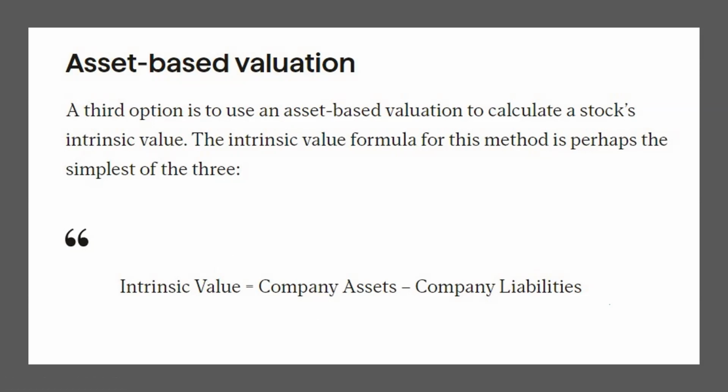Okay. So the intrinsic value formula for this method is perhaps the simplest of the three. Identify the company's total assets and the company's total liabilities. You take the liabilities from the assets, and that is what we call the intrinsic value. In our case, we're going to divide this value by our outstanding shares. So that would be the book value per share.